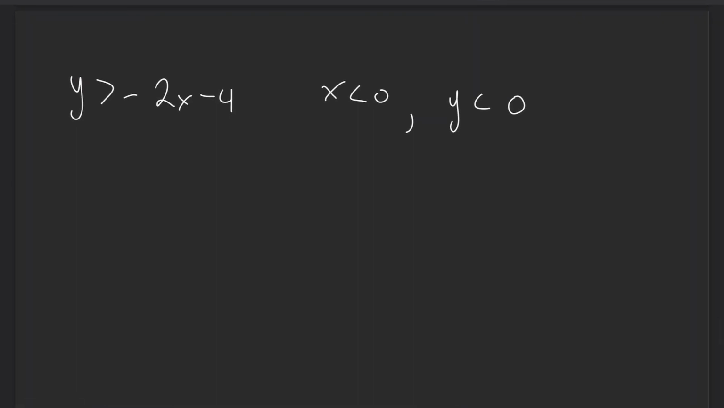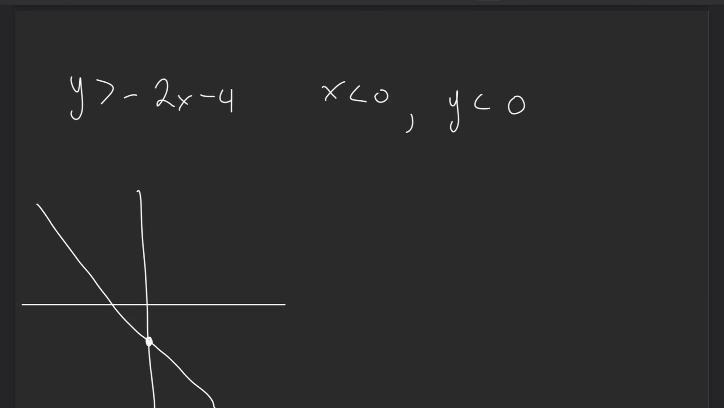Okay, let's try this one. In this one, we already have y is greater than minus 2x minus 4, so we don't have to change the form or anything, we can just make a graph. But in this one, we have a restriction of x is less than 0 and y is less than 0. So then we graph it, so minus 4 is down here with a slope of negative 2, so I'm just going to estimate that.